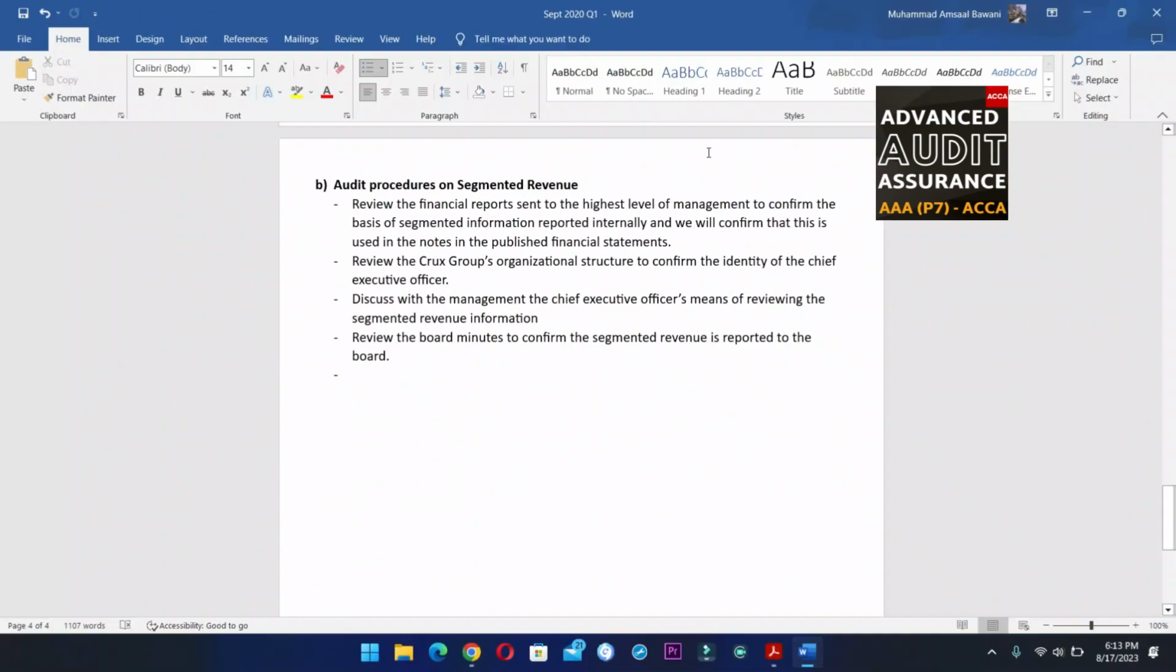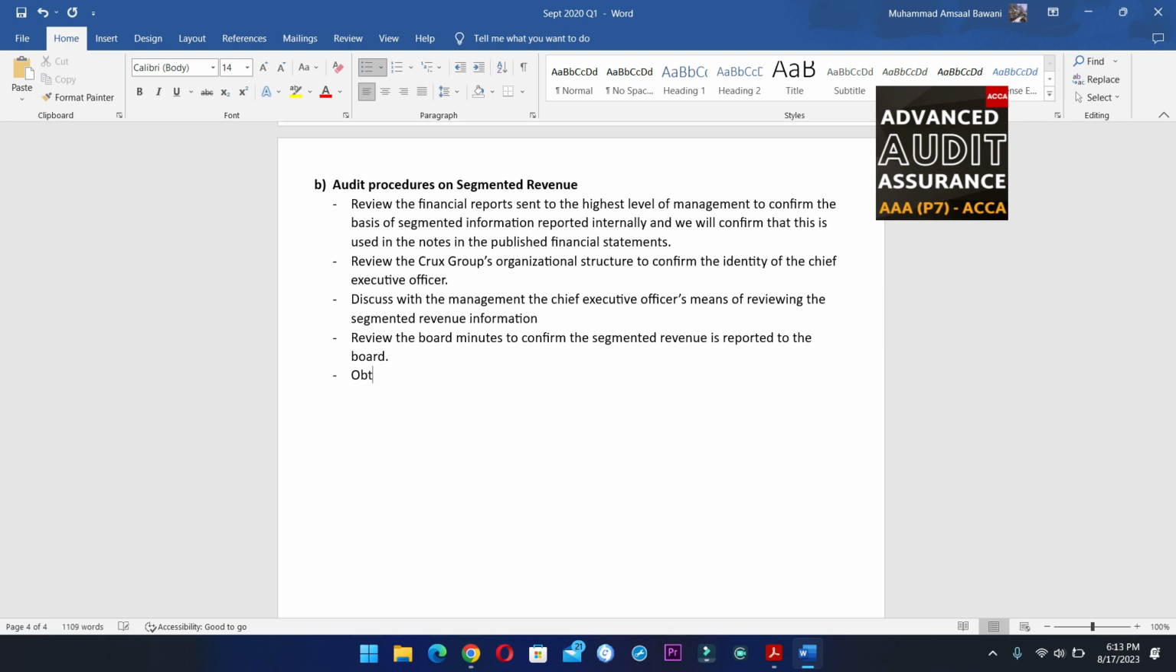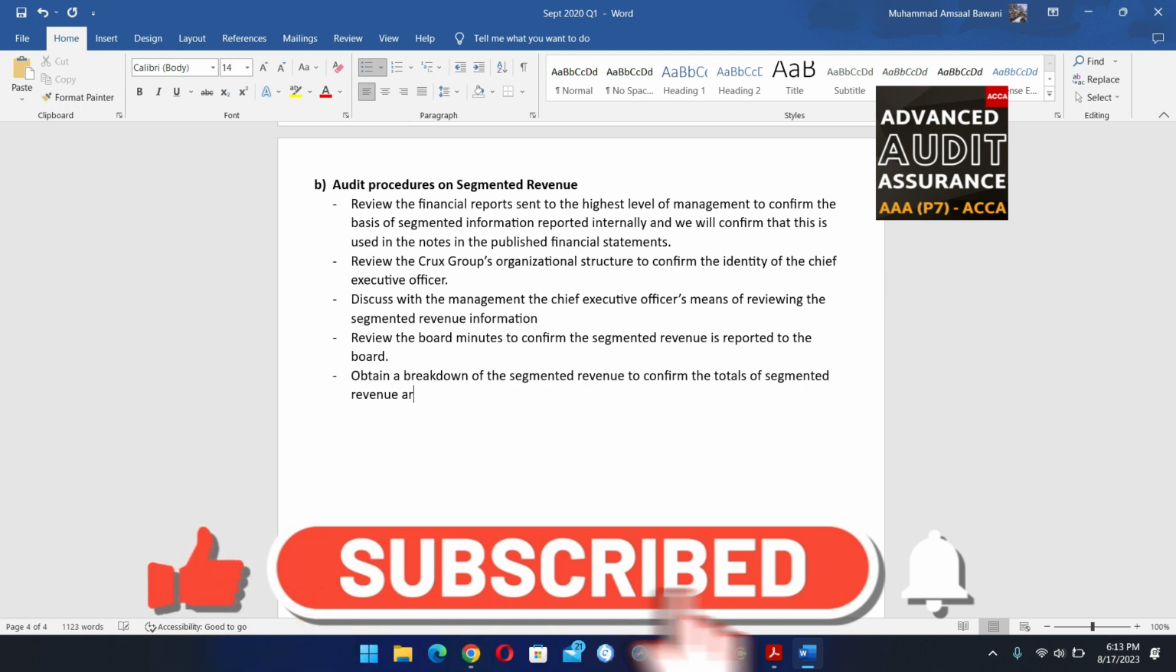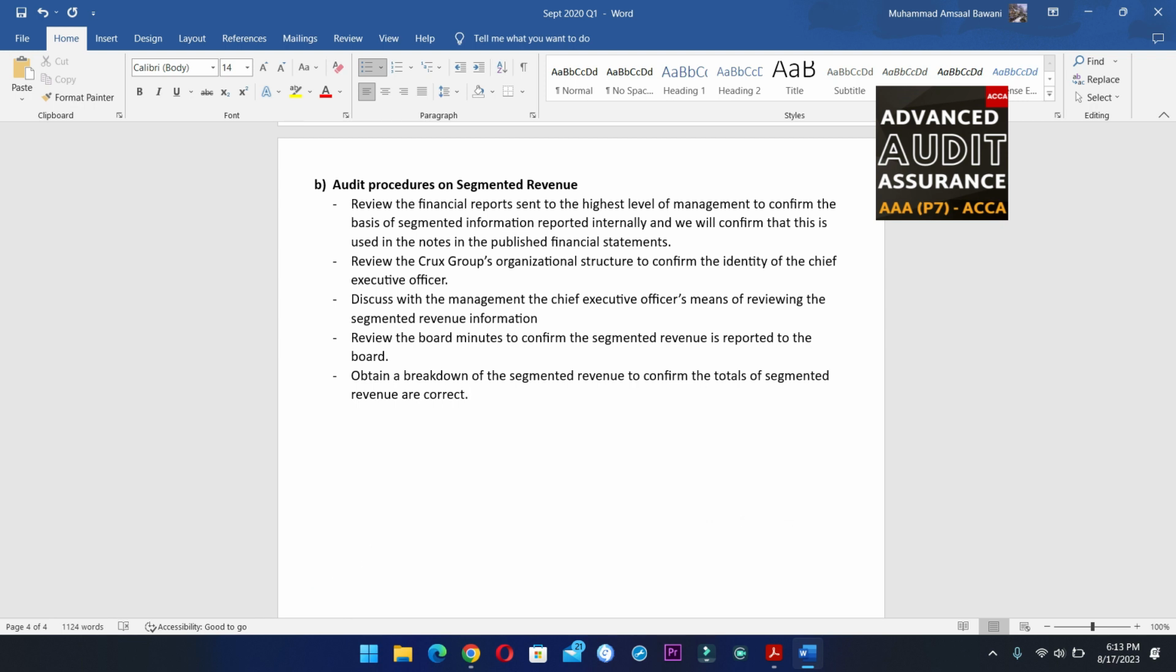So let us draft a point for this one. Obtain a breakdown of the segmented revenue, right, to confirm the totals of segmented revenue are correct, right? And what else?